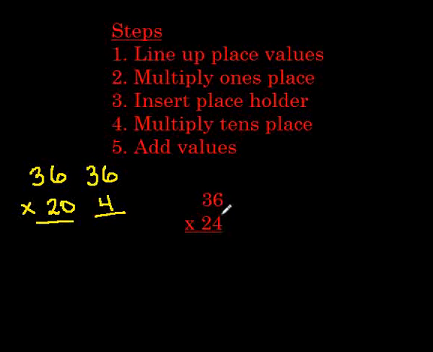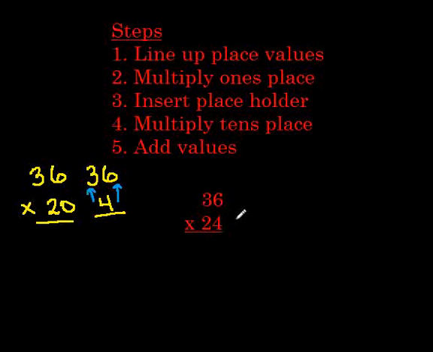Line up the place values. They're lined up. Step 2, multiply the ones place. And so that's the 4 here. So I'm going to multiply the 4 to the first number. So the 4 is going to be multiplied to the 6. And then the 4 is going to also be multiplied to the 3.